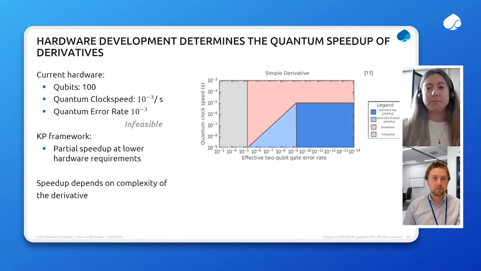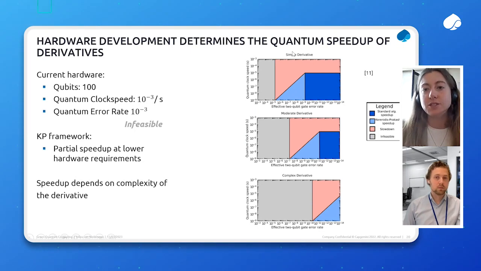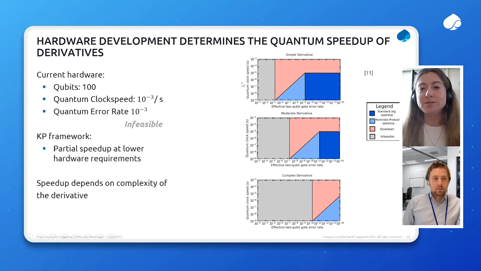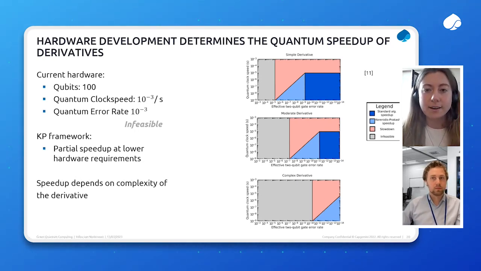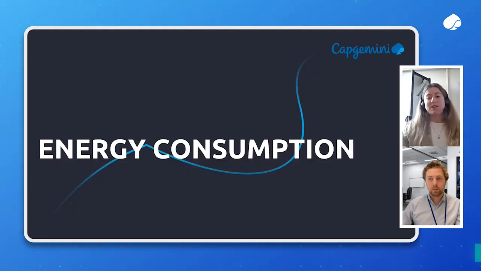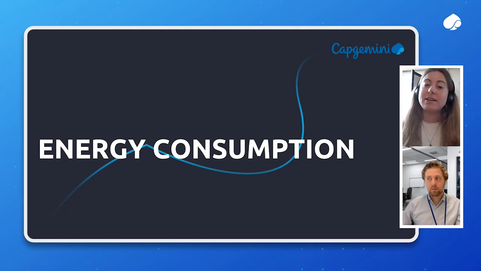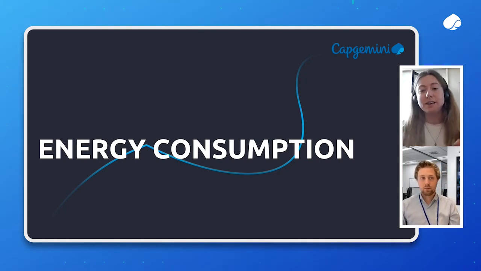Now, this speed up depends on the complexity of the derivatives. So we have simple derivatives, which have a relatively short infeasible region, but this becomes larger and larger based on the complexity of the derivative. Yeah, so that was it about the financial derivatives, and I'll continue with talking more about the energy consumption now, and then in the end we'll combine those two.